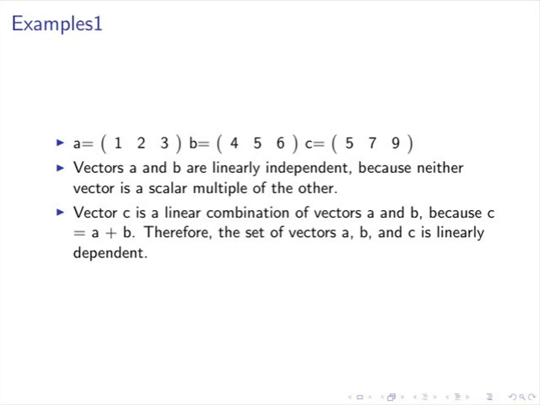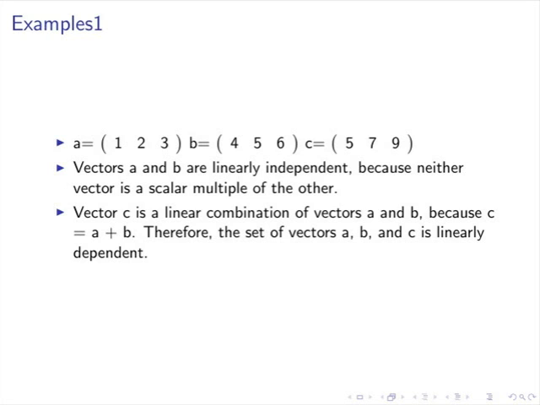Now, let's look at some examples. Whether vectors A, B, and C are linearly dependent or independent to each other, we can see that vectors A and B are linearly independent, because they are not scalar multiples of each other. Also, C is equal to A plus B. Vector C is a linear combination of vectors A and B. So, the set of vectors A, B, and C is linearly dependent.